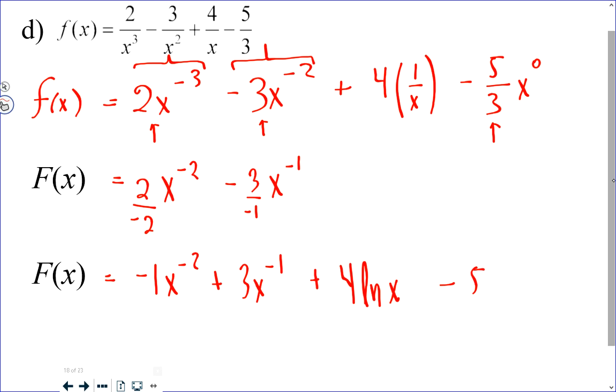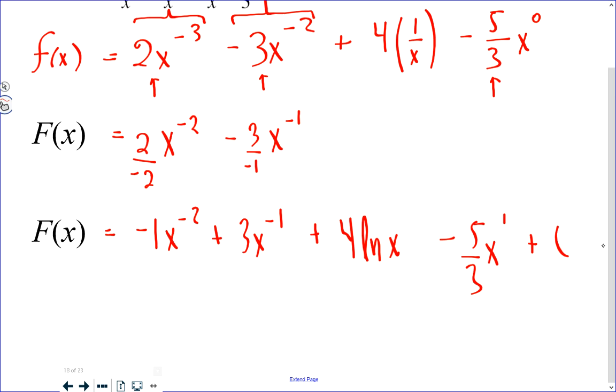Minus, this will be 5/3 x to the 1, and then plus our constant. And that's it. That's the answer. You could, of course, write this as negative 1 over x squared plus 3 over x plus 4 ln x minus 5/3 x, but I don't think you need to. If you want to, you can.